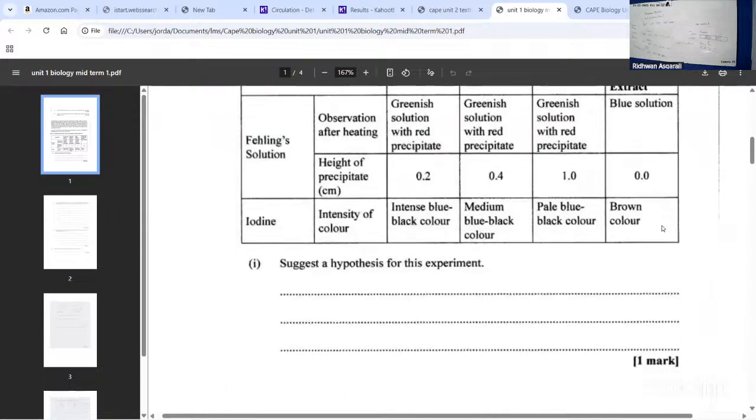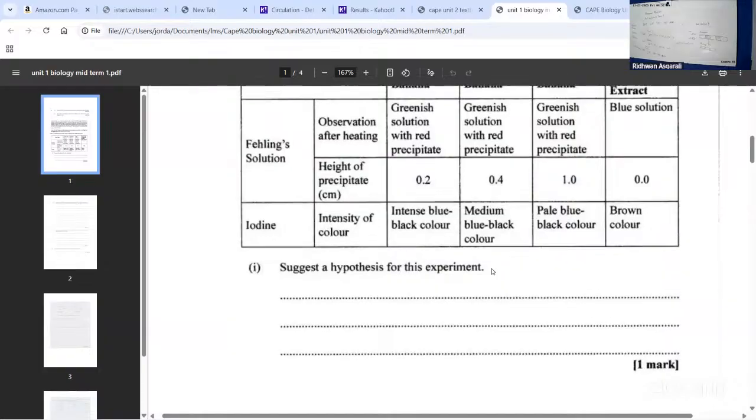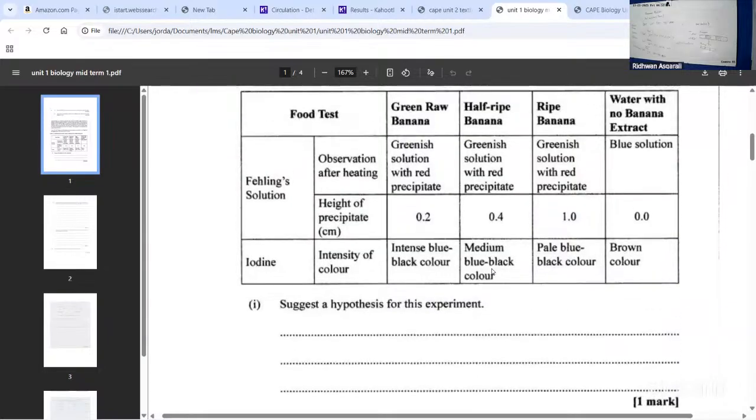Okay. So let's get into the questions now. What is the hypothesis for this experiment? So remember, for a hypothesis, you're coming up with a statement that could be proven or disproven. What would be a good hypothesis for this? It doesn't need to be correct. It just needs to be a statement based on the experiment.